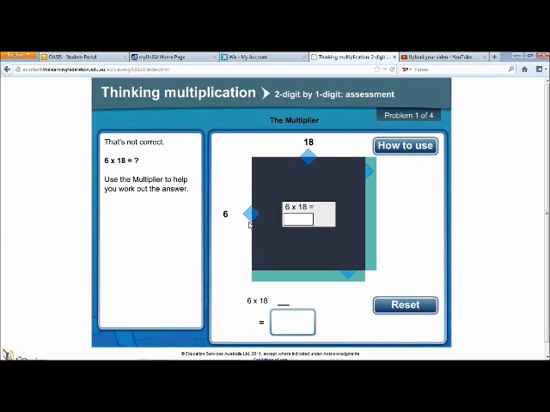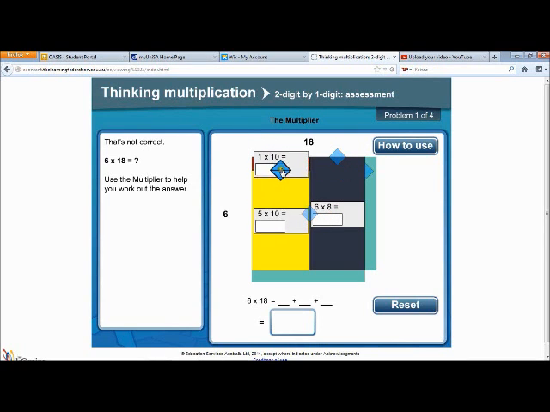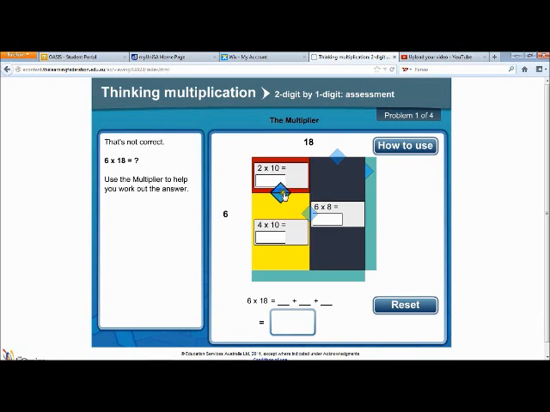And what this allows us to do is break down 6 by 18 into 2 smaller equations, or 3 smaller equations, or 4 smaller equations. So let's see what's easiest. 6 times 10 and 6 times 8. What we can do is break this down even more, but for this time we're just going to break it down into 2 for the video. So 6 times 10 equals 60.